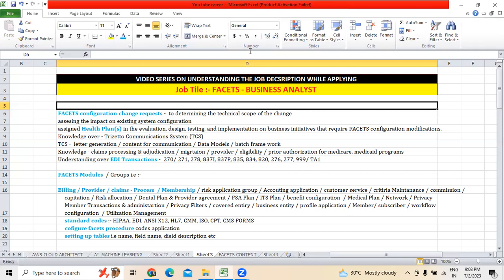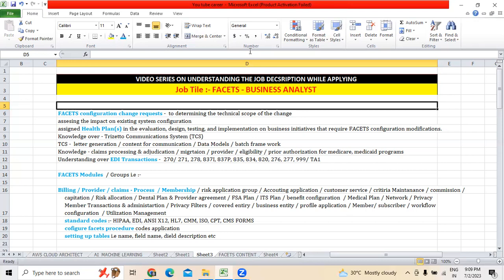So for someone who wants to change their career towards business analysis, or who wants to apply for job opportunities, or who wants to get trained in business analysis, especially on healthcare, it's not only about knowing the healthcare system of the US, or standards like HIPAA rules and regulations, or knowing about Medicare, Medicaid, all that.